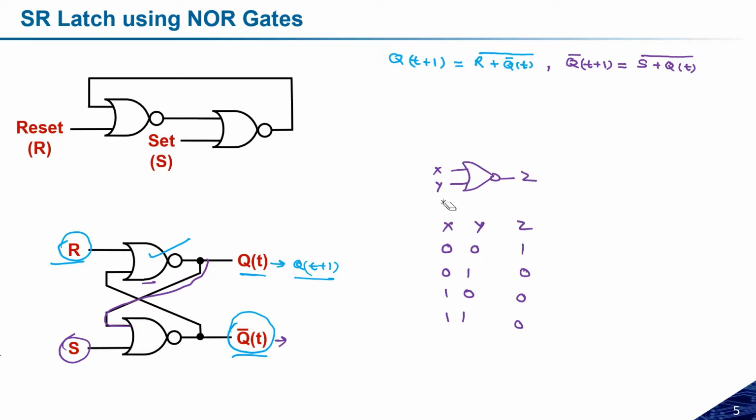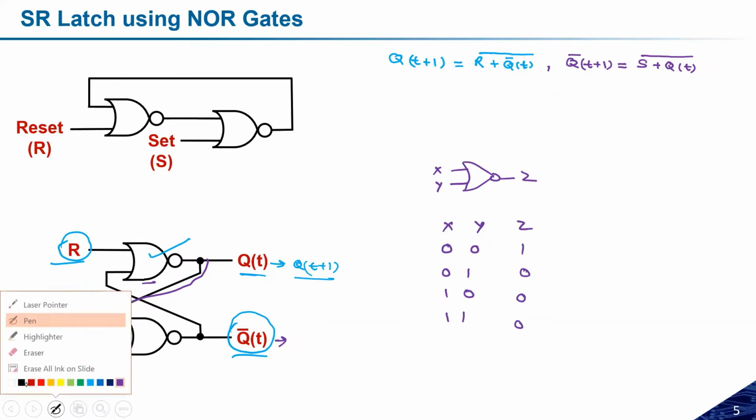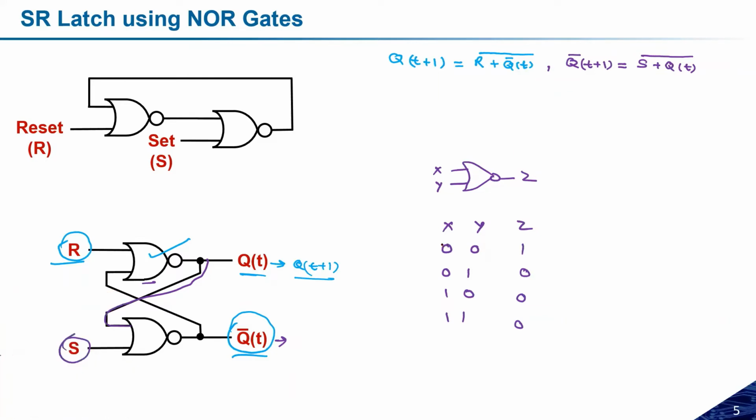Now, if any of the inputs is 0, the gate will act as an inverter, and if it is 1, the output will be tied to logic 0. What was your question, can you repeat? Sir, I was saying how the two outputs are Q(t) and Q bar(t).